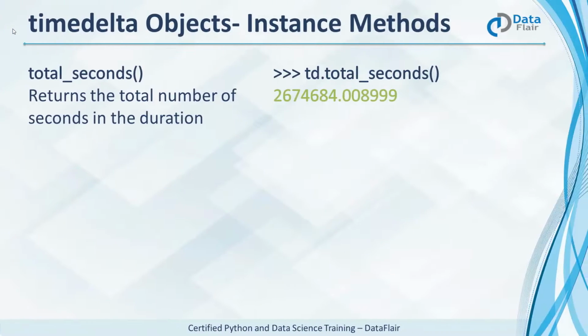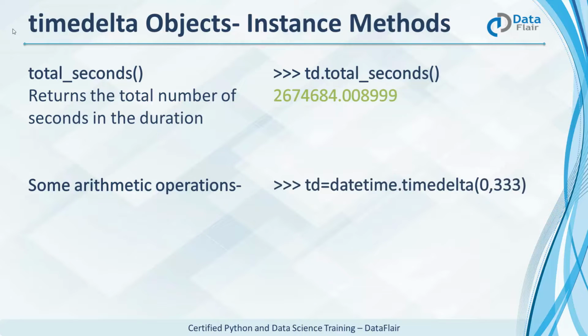And timedelta objects have the following methods. This timedelta is made up of 2674684 seconds. We can also apply arithmetic operations on timedeltas. This is a timedelta of 333 seconds. We can multiply it to 666 seconds.